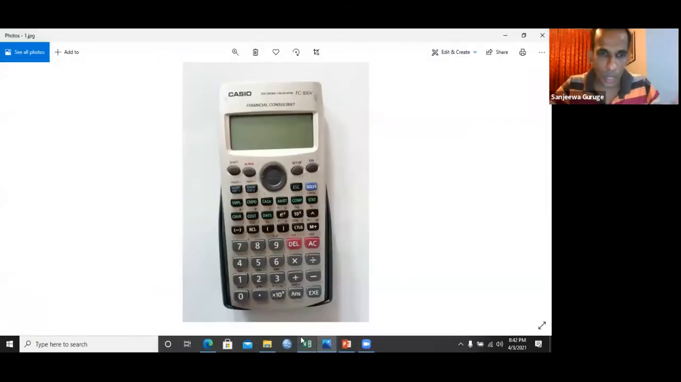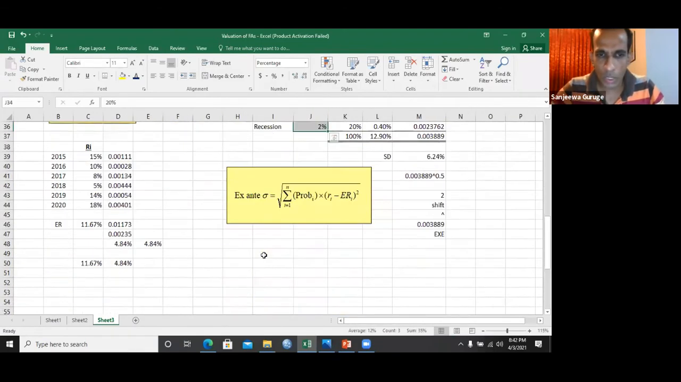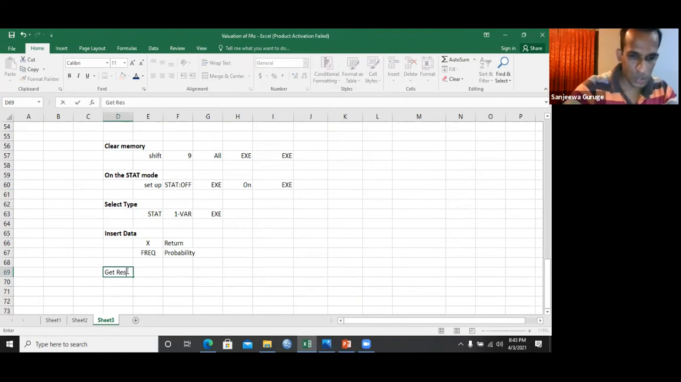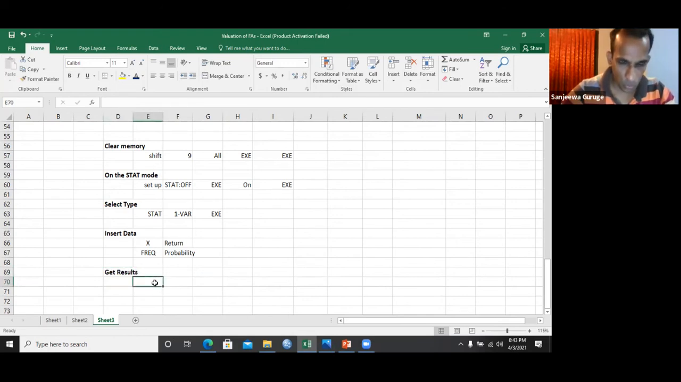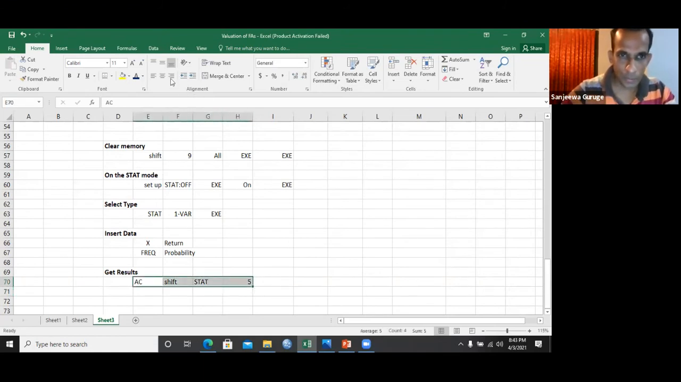Once you insert data, you have now inserted all the data. Then the next step is to view the results. So we can get the results. This is the step we need to follow to get the results. We have to press AC first, right? AC, then shift, stat, and 5.